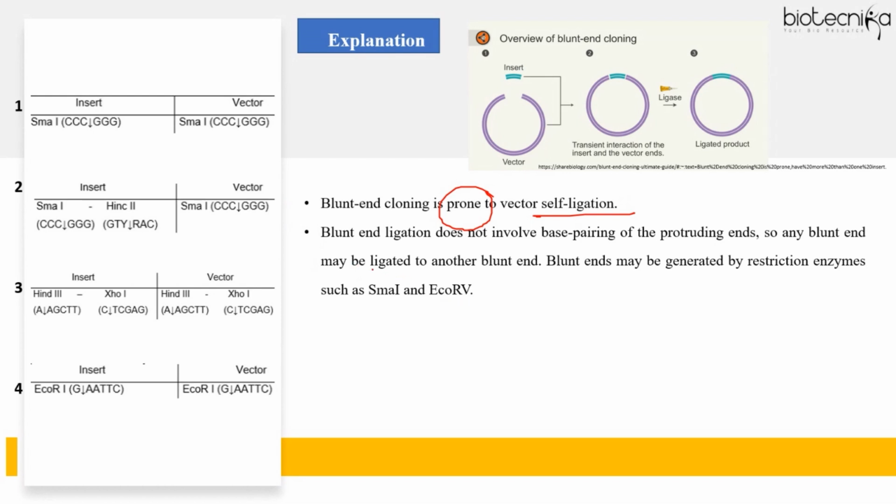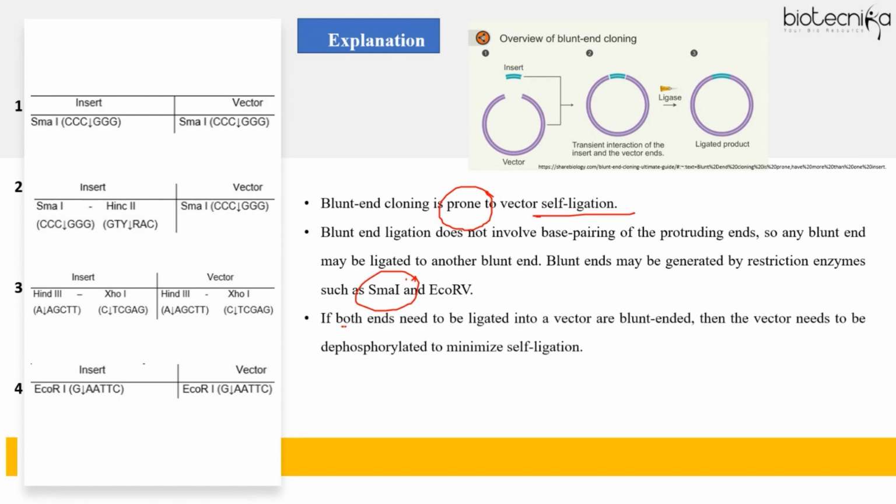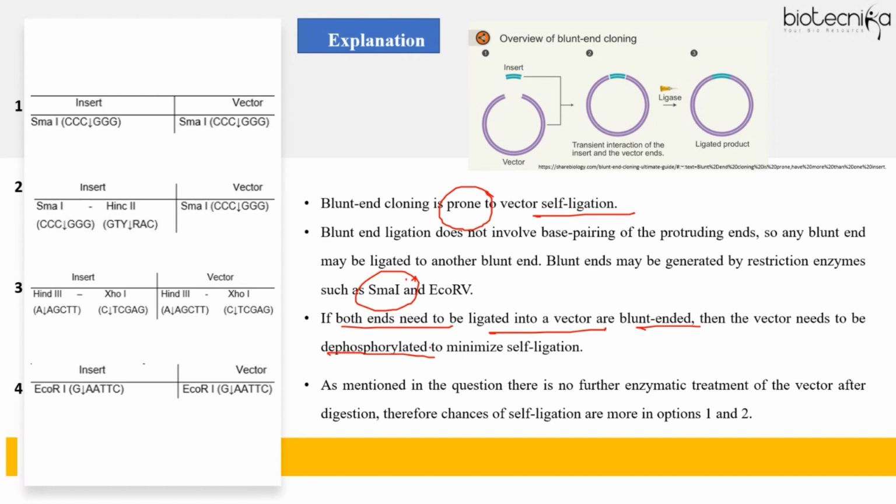And there are many enzymes which generate blunt ends, like we have SmaI and we have EcoRV, right? So if both ends to be ligated into vectors are blunt ended, and we want to prevent the self-ligation, the vector needs to be dephosphorylated. But if we go through the question, it is clearly mentioned that there is no further enzymatic treatment of the vector after digestion, therefore chances of self-ligation will be more in option 1 and 2.